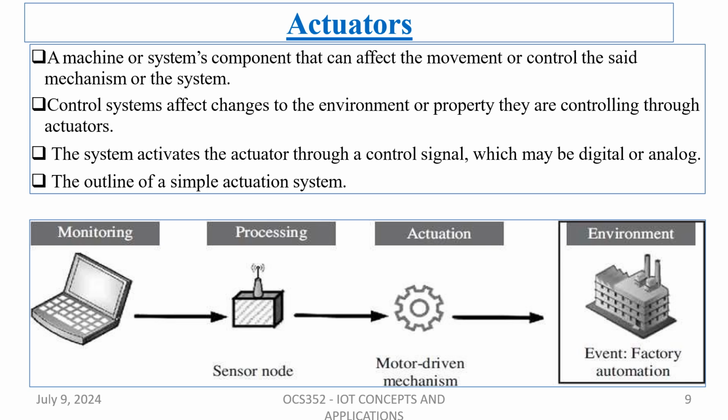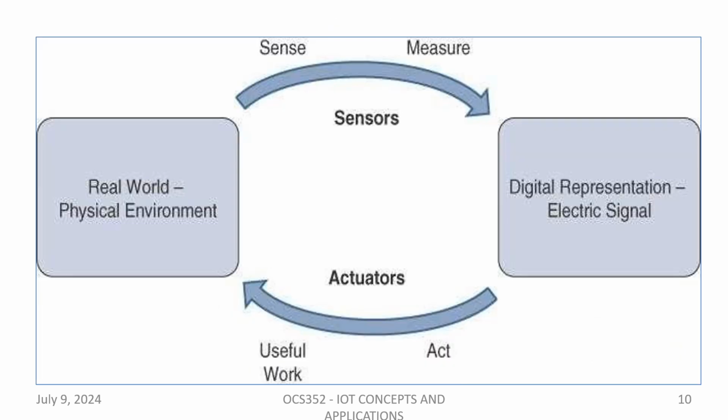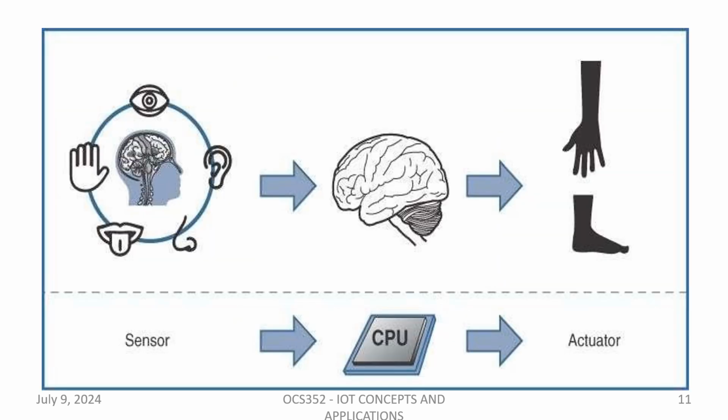The outline of a simple actuating system is monitoring, processing, actuation, and environment. The real-world physical environment is sensed and measured, producing a digital representation as electrical signals, and the actuators act on it. So these are very simple examples for sensors and actuators.